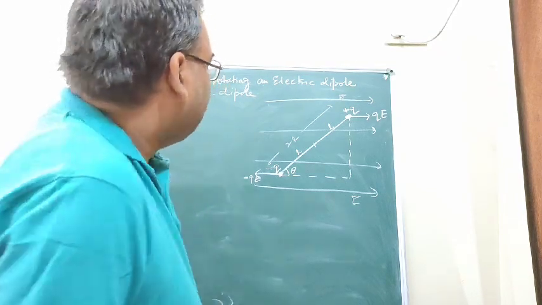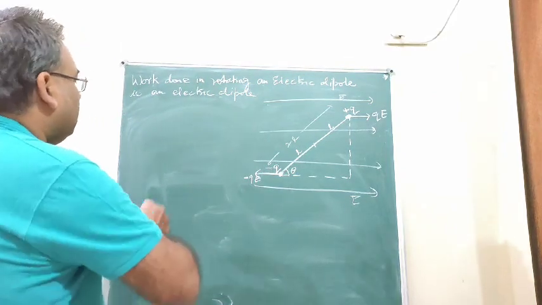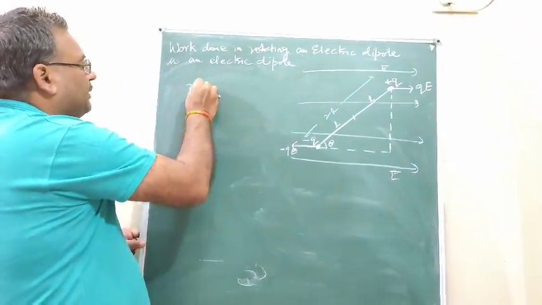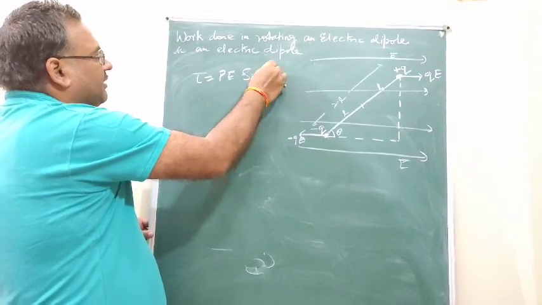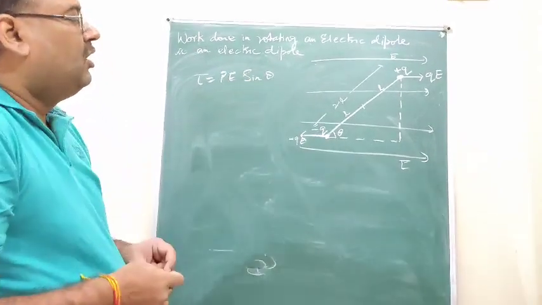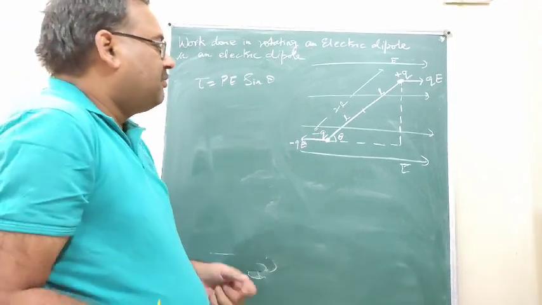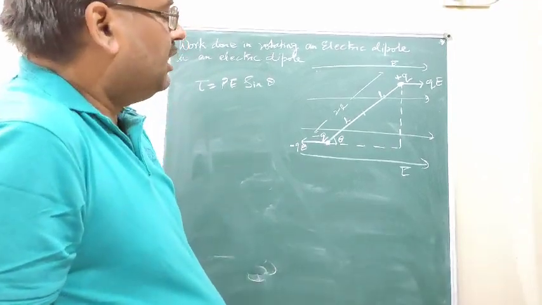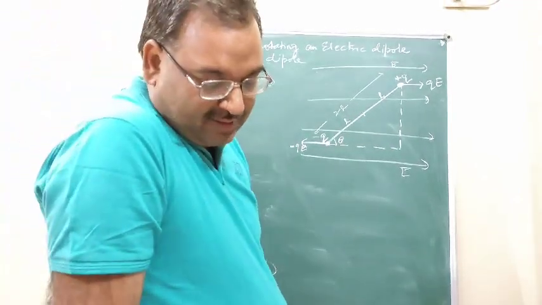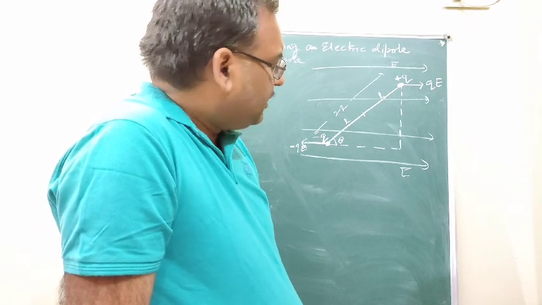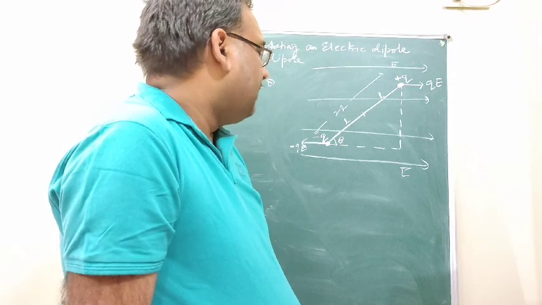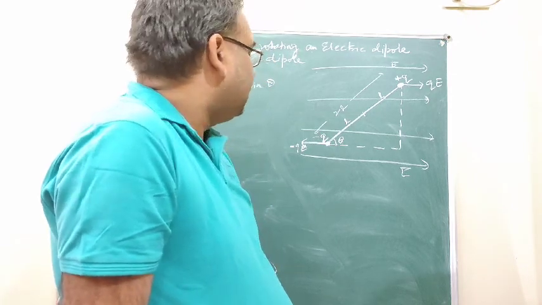So torque is given by the formula tau is equal to PE sin theta, where theta is the angle made by the dipole to the electric field intensity or electric line of forces. Now this is the force that is acting. So the rotating force is tau is equal to PE sin theta.